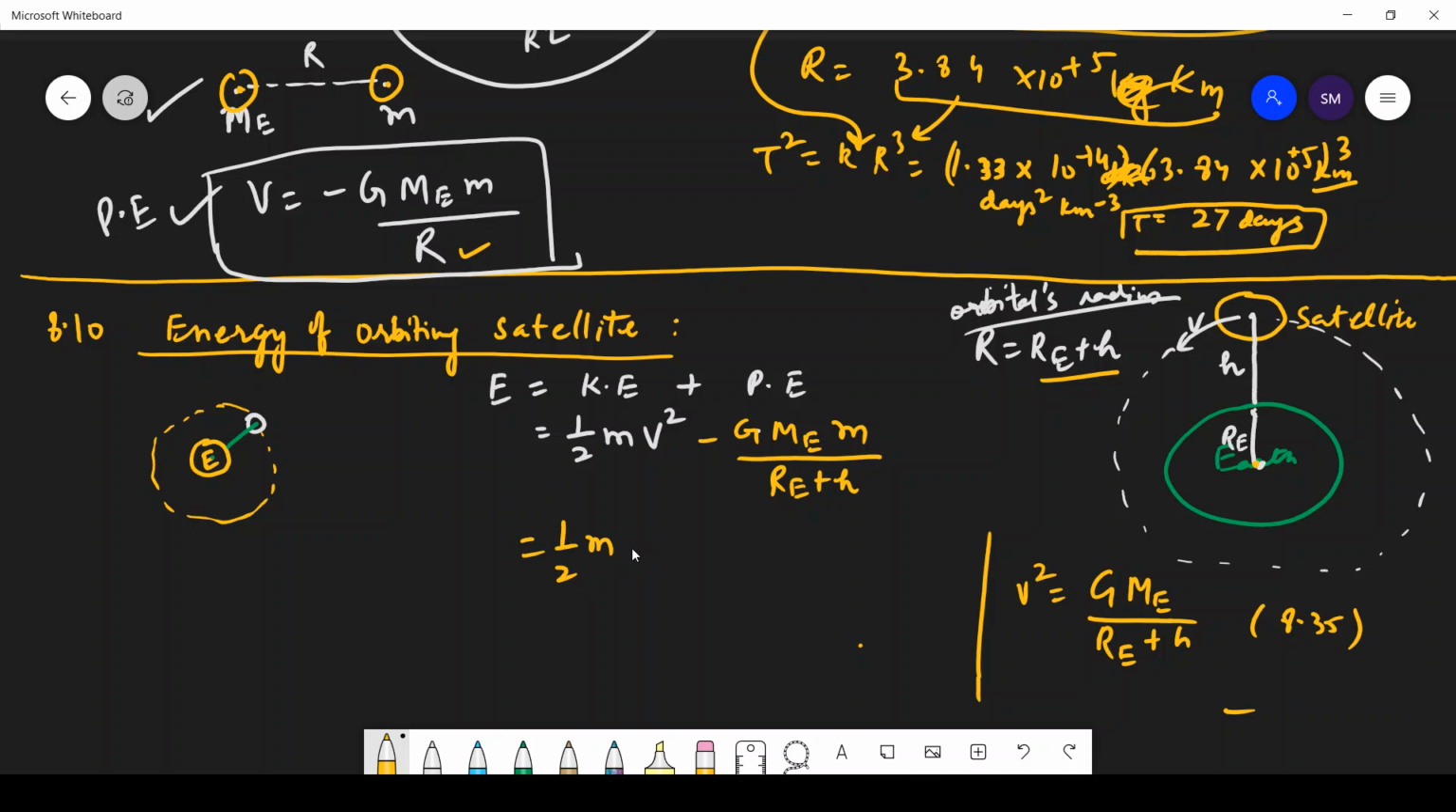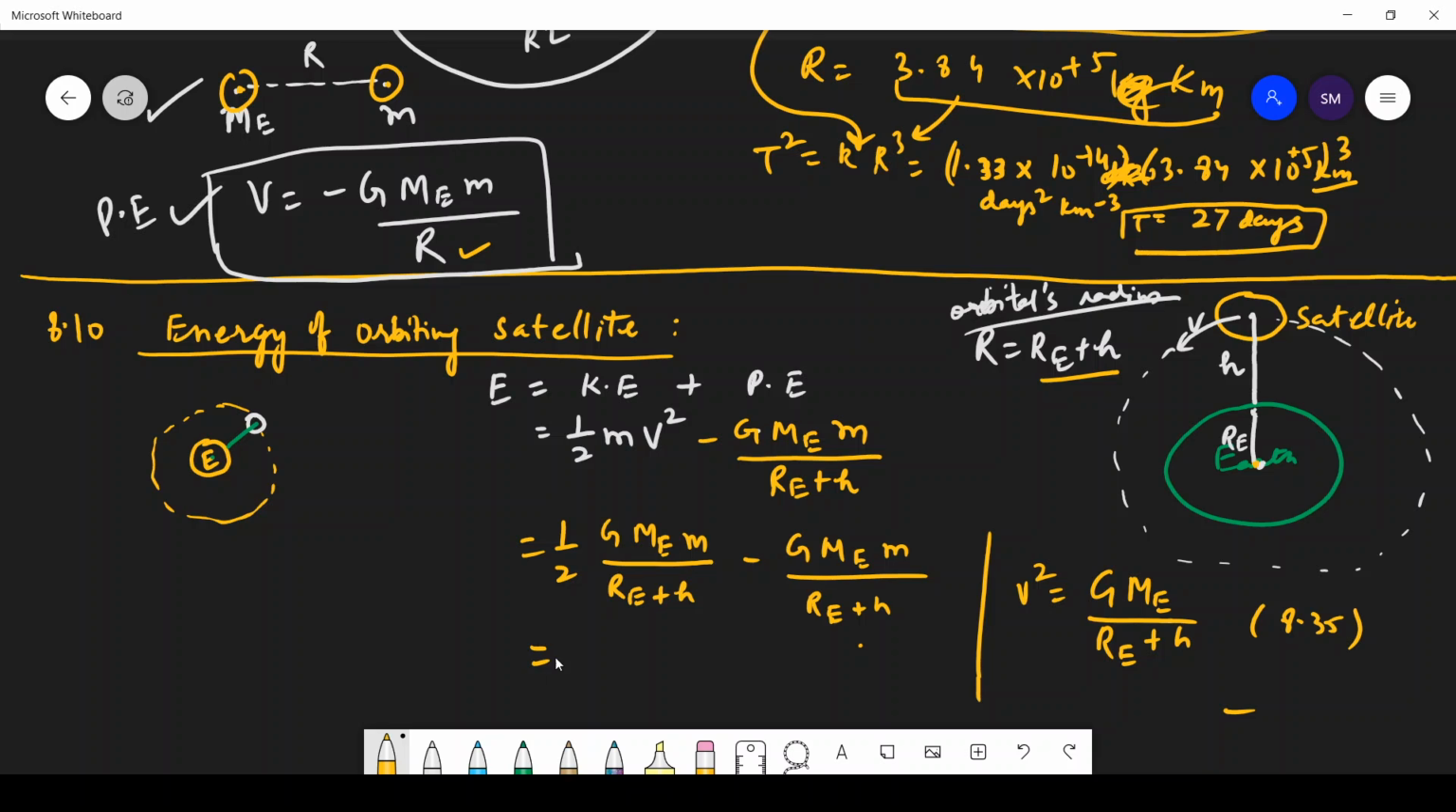So half m into G ME, and this m is over here, upon RE plus h. So I put this value of v squared over here, and then minus G ME m upon RE plus h.